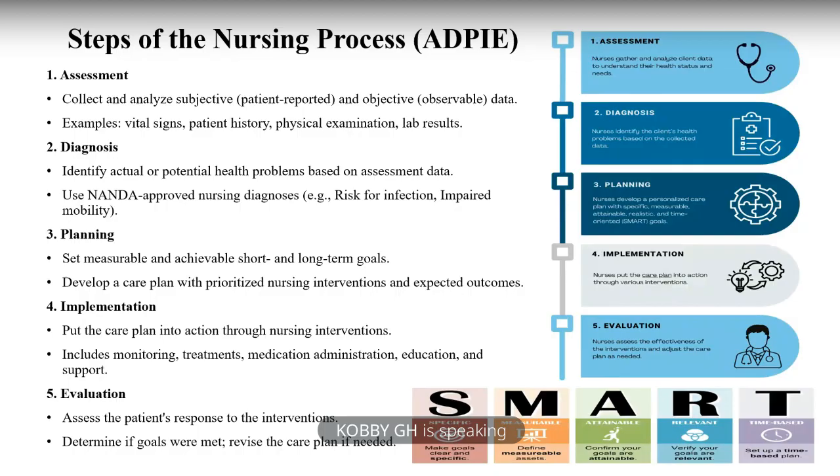For example, vital signs. You can check the patient's vital signs. It's objective data or observable data. Now for patient history, the patient's past medical history, if you don't ask the patient to report, you may not know. So it's subjective data. Do you get it? Then we have diagnosis.